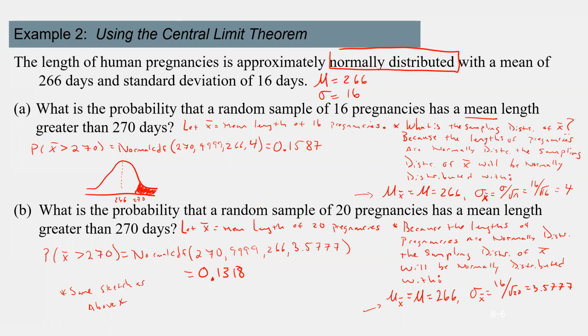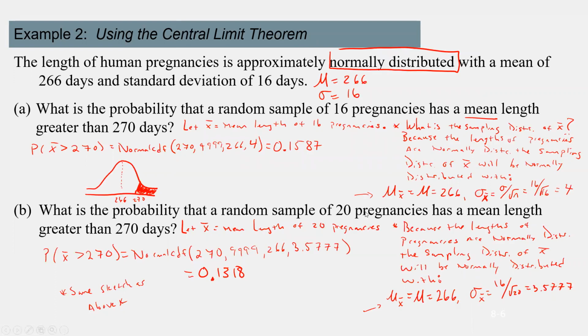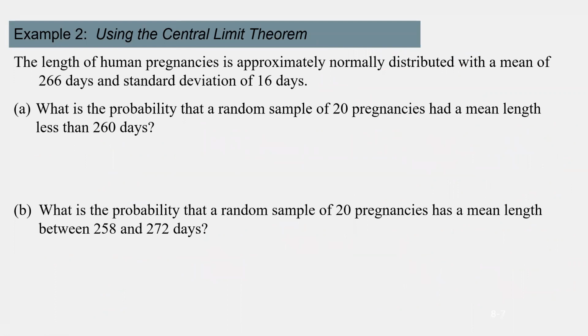All right. Let's just answer 2 last quick questions and then we'll take our break. So we're going to stick with the sample size of 20. So remember these numbers here, okay? Everybody okay if I go on? What is the probability that a random sample of 20 pregnancies has a mean length less than 260 days? So here it's just the probability that that mean, X bar, is less than 260.